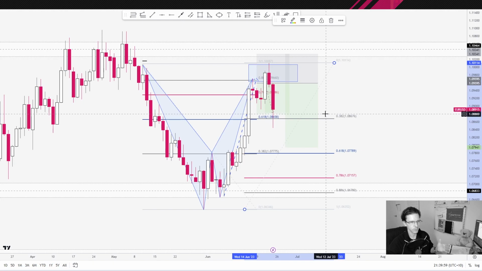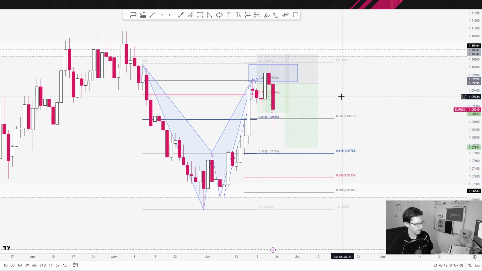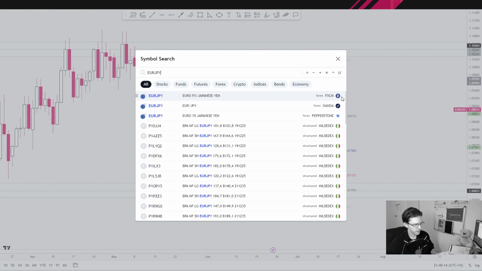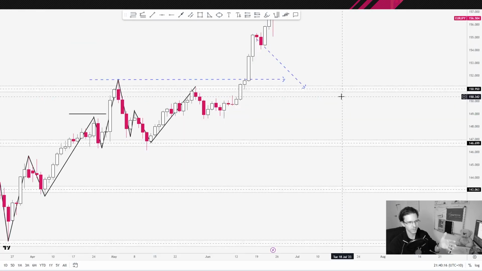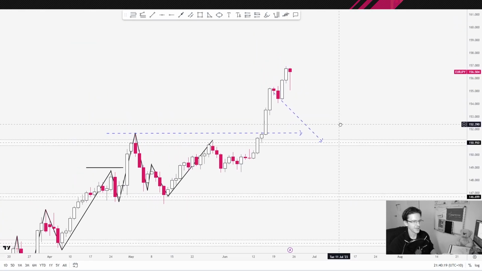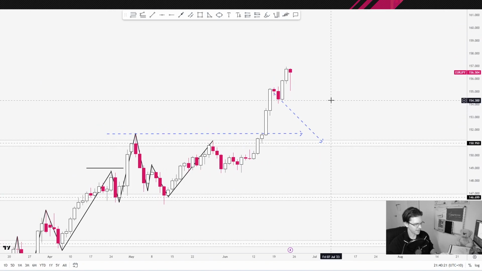Because again, with patterns, we're using ratios. So we have to adjust targets with 382 and 618, as we do right here. Okay. Euro yen. Yeah, so we take off half of the position, and then roll stops to break even.